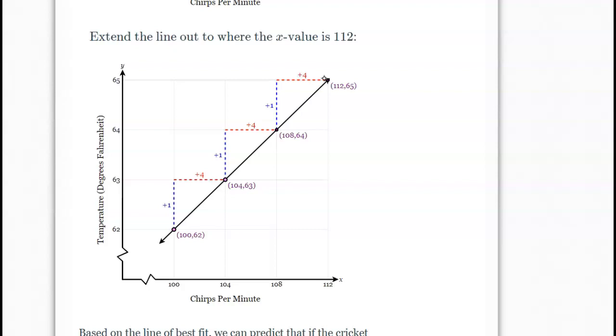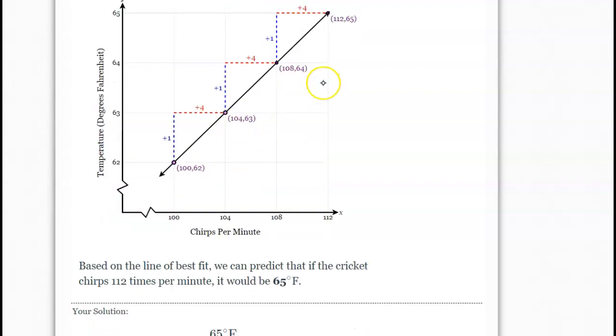So they just kind of said, okay, well, let's extend that line. So we took a section of this graph and extended it. Okay, notice the first graph stopped at 63, and then they expanded it and showed going up 1 over 4 degrees, up 1, and then over 4 degrees. Okay, so based on that, we can predict that if the crickets chirped 112 times per minute, it would be 65 degrees outside. But make sure you're understanding this is a prediction. We're using the data to make predictions on these lines of best fit.